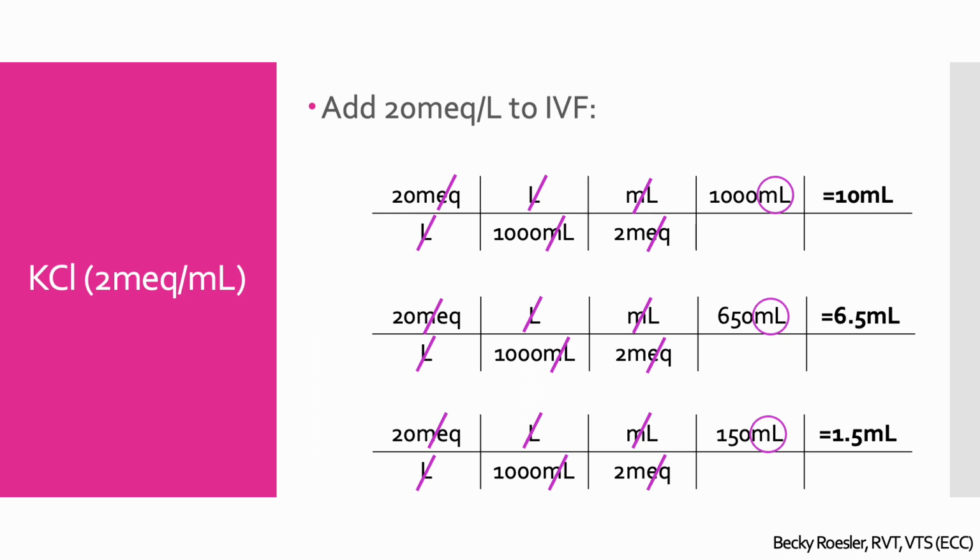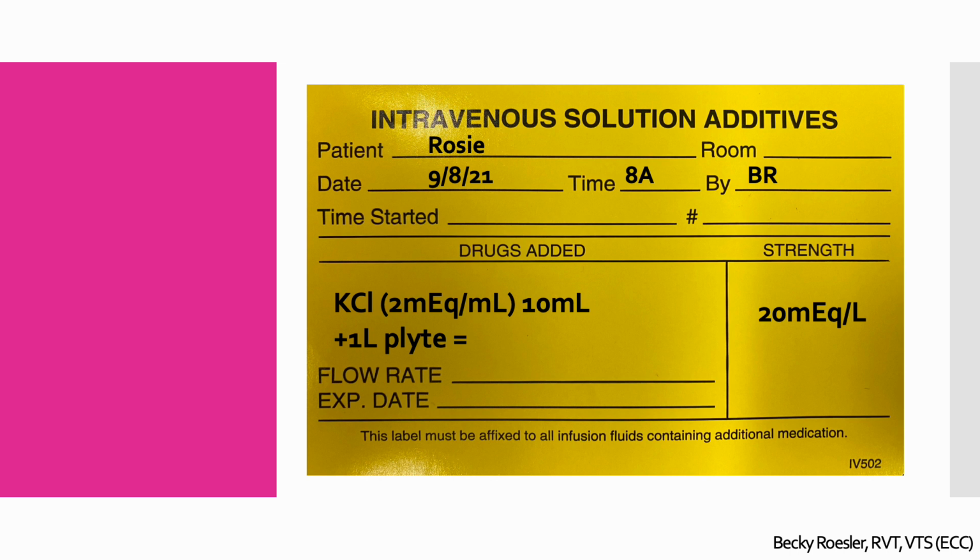So next we have to write our additive sticker. Additive stickers are super important. You need to have as much information as possible so everyone that looks at that sticker knows exactly what you put into that bag. So we have our patient name, we have the date, the time, put your initials, and then we write our drug, the concentration of the drug, how much we put in the bag of that drug, and how much fluids we had to start with.